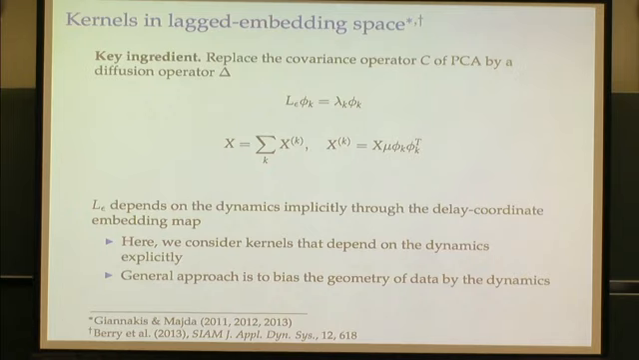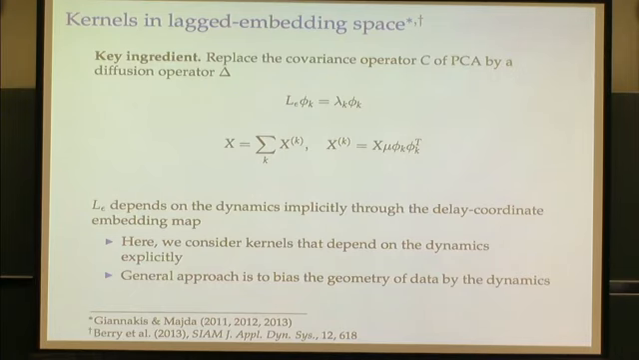I keep making the same typo all the time. Here I would like to replace this by delta. The point is that instead of looking at covariance eigenfunctions, we're going to look at diffusion eigenfunctions and use these as convolution filters to extract patterns from our data.